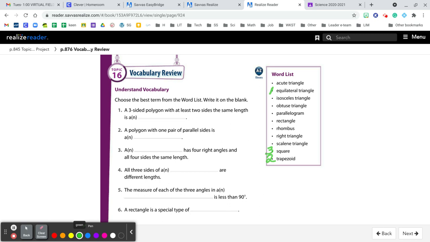All three sides of a blank are different lengths, and that would be a scalene triangle. When it says three sides, we know we're talking about a triangle. When it says four, we know we're talking about a quadrilateral. The measure of each of the three angles in a blank is less than 90 degrees. That's an acute or equilateral triangle. So let's see, we could say 5 here too. You can have equilateral or acute. A rectangle is a special type of parallelogram.